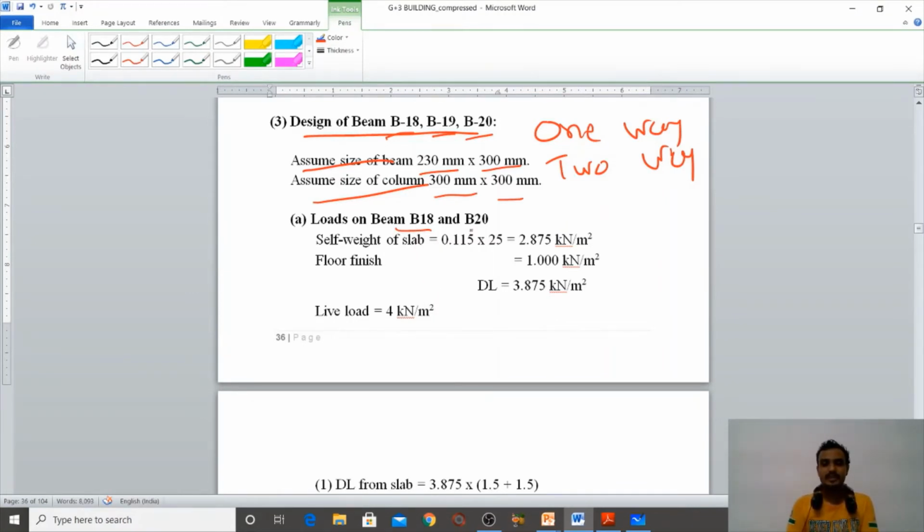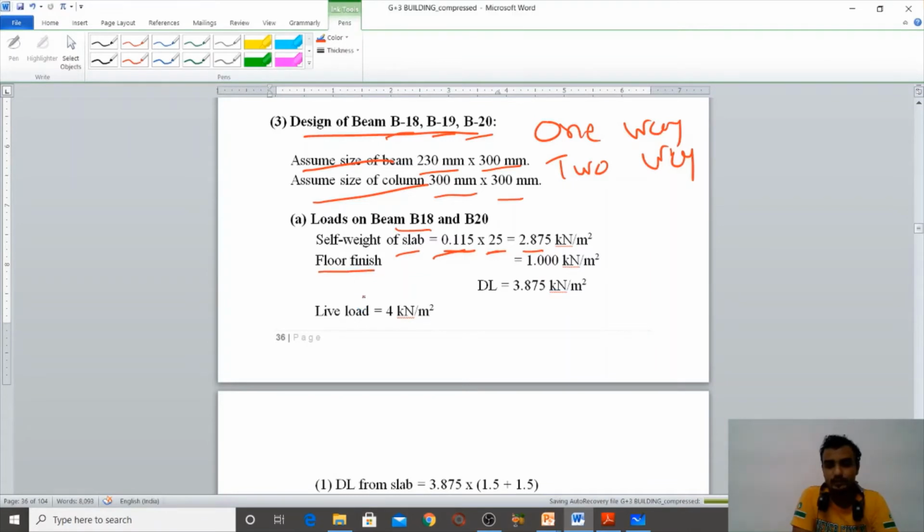Load on the beams B80 and B20. First of all, we have to find the load on the slab. On the slab we have the self weight of the slab: 0.115 is the thickness into 25 density of concrete. So the self weight of the slab is 2.875 kilonewton per meter square.